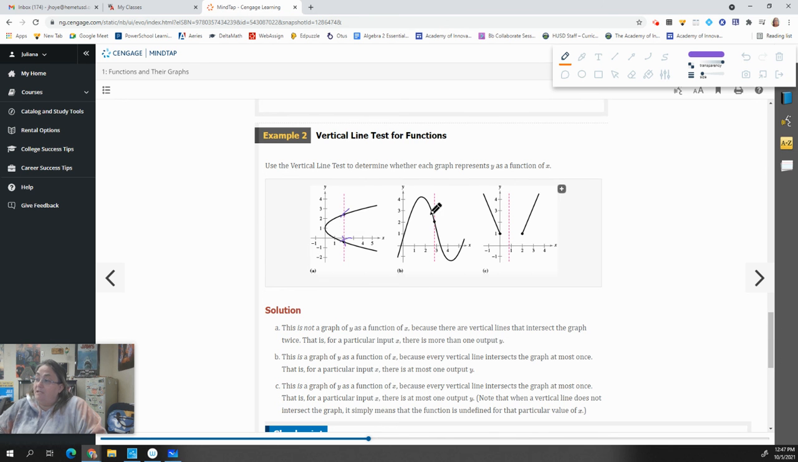What about this graph, B? Is this a function? Yeah, right? Because anywhere I drop a vertical line, boom, it's only ever going to cross at one point. So that is our function right there.